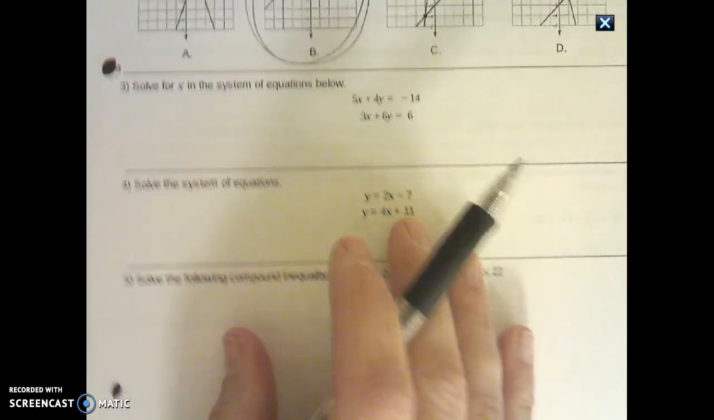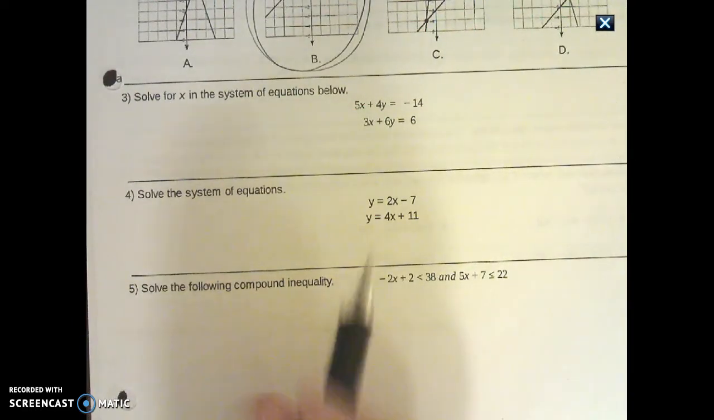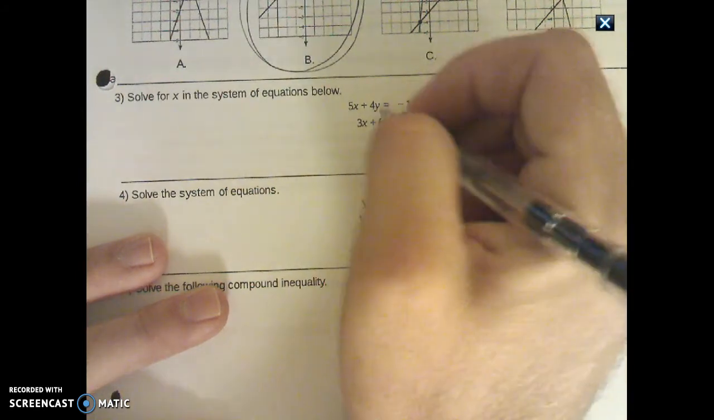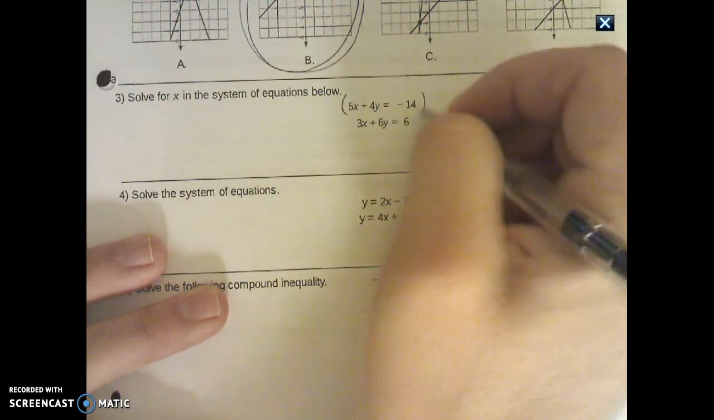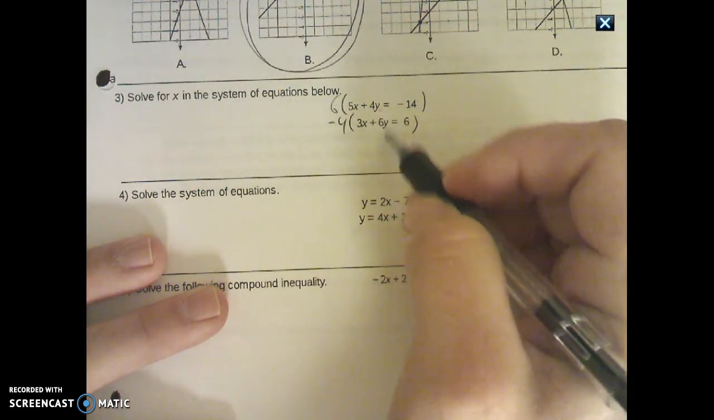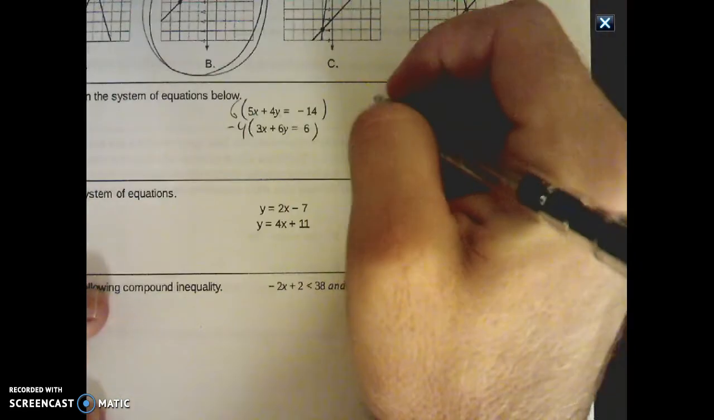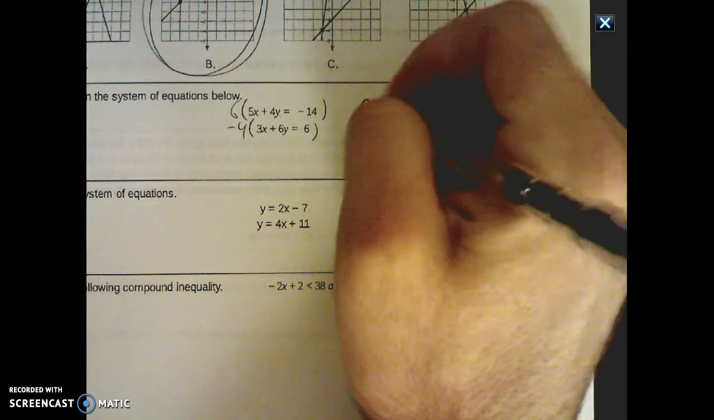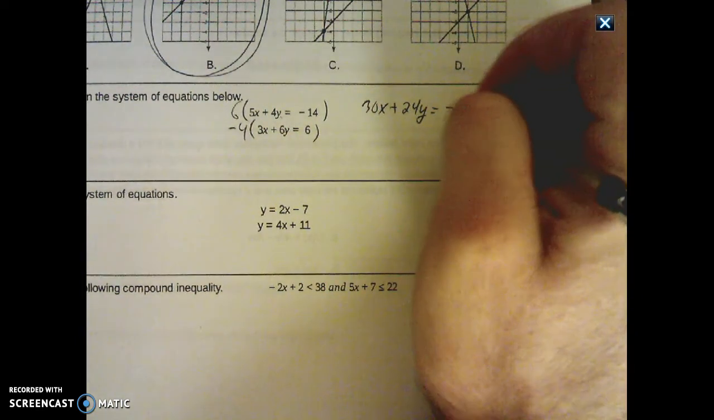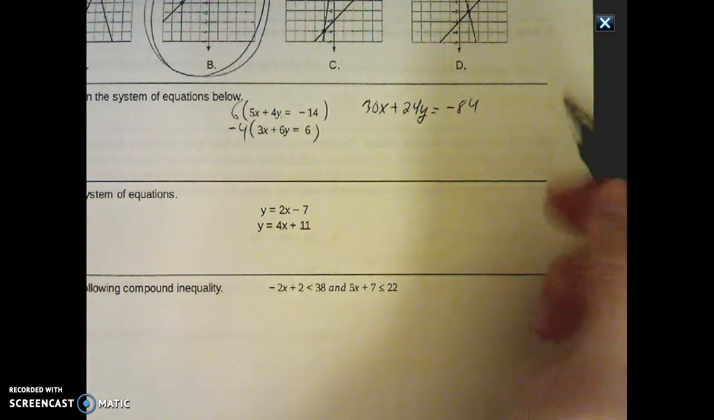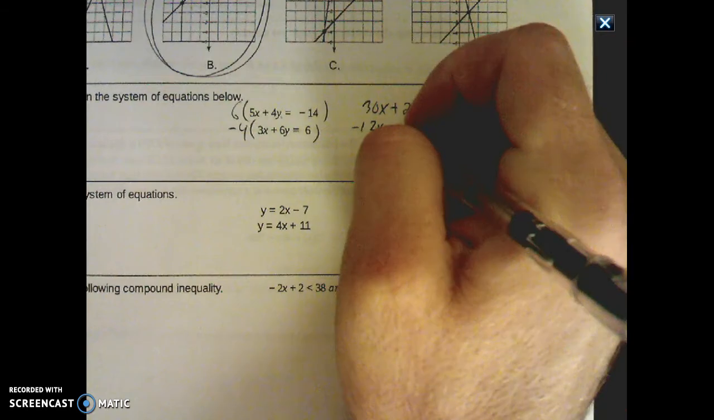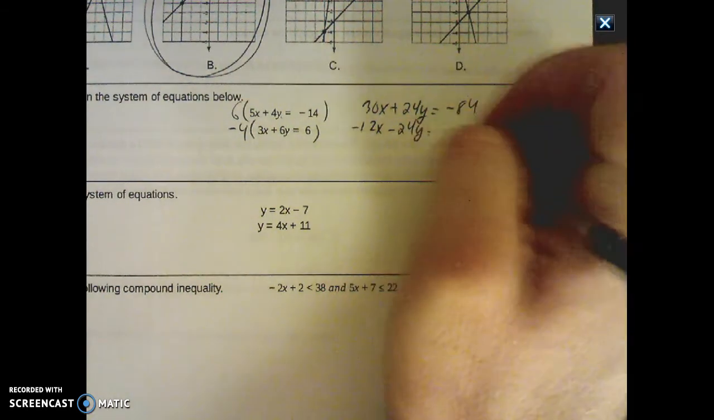Number 3, solve for x in the system of equations below. That means I want to eliminate y. So I have a 4 and a 6. Since the 6 is down low, multiply the top one by 6 and the bottom one by negative 4. I want these to be the same number but opposite signs. Up top, 6 multiplied across gives me 30x plus 24y equals negative 84. 6 times negative 14 gives me negative 84. Multiply my negative 4 in. Negative 12x minus 24y equals negative 24.